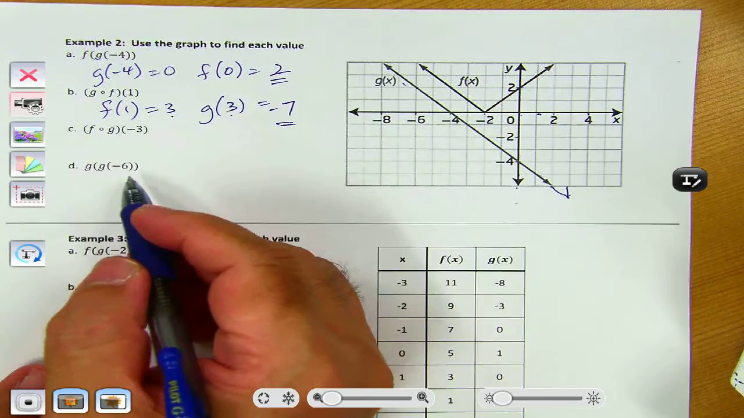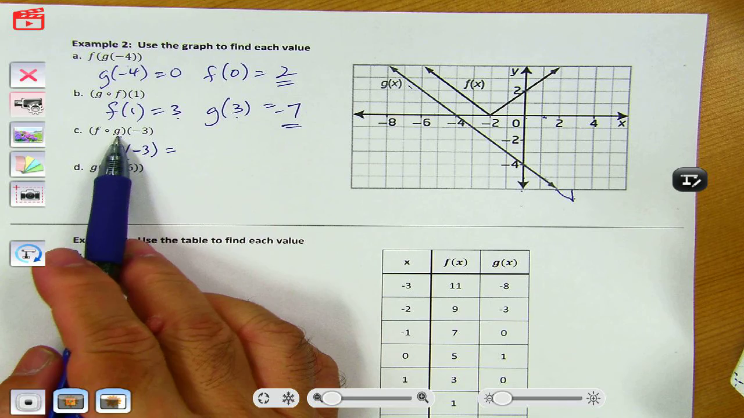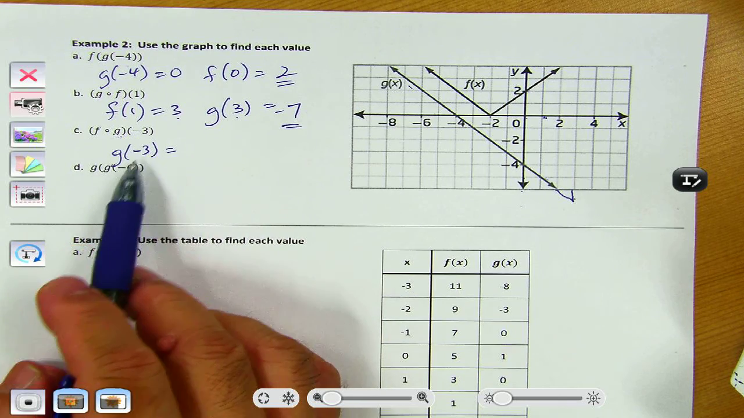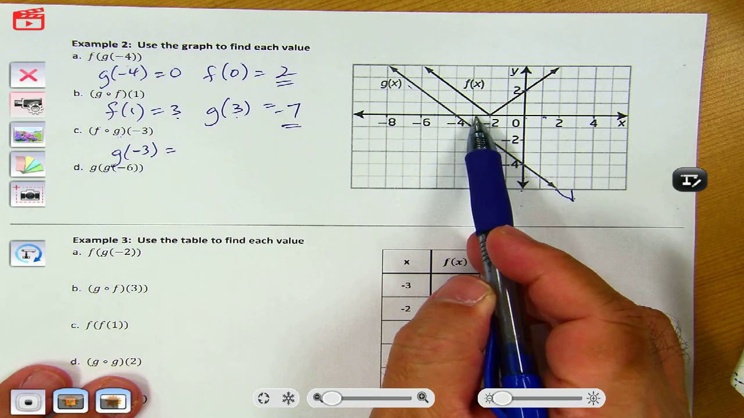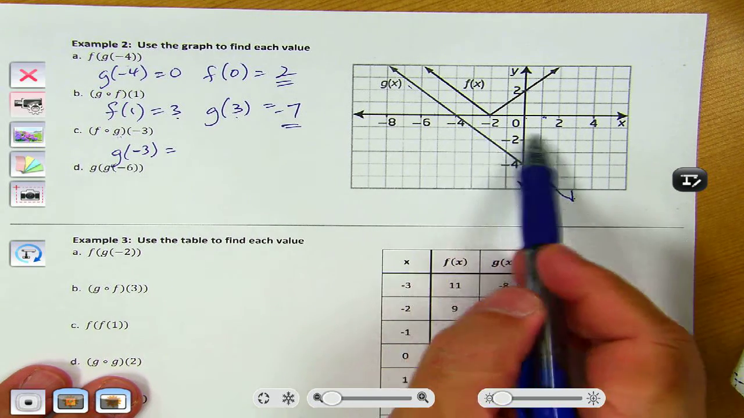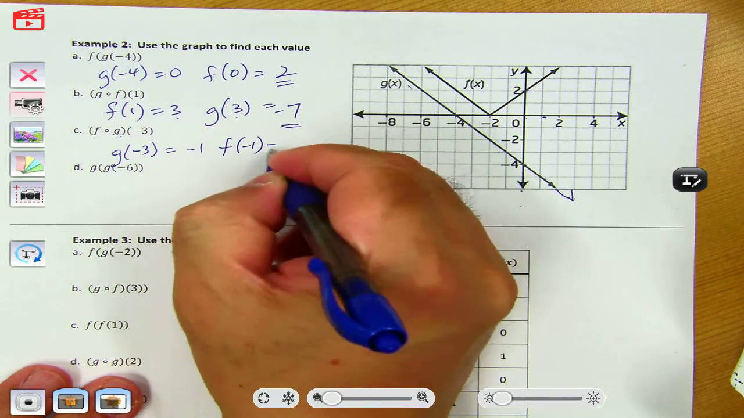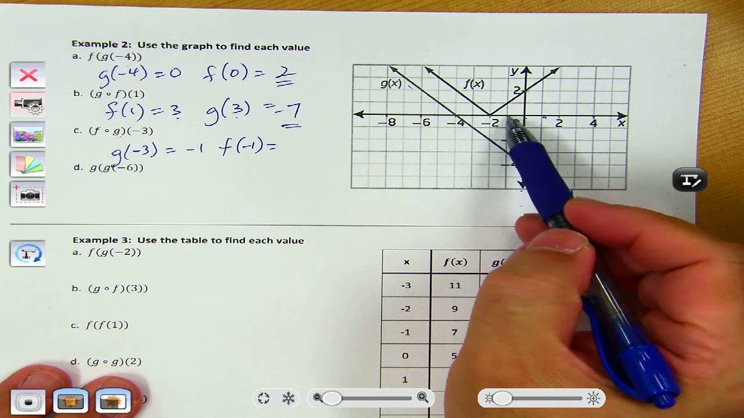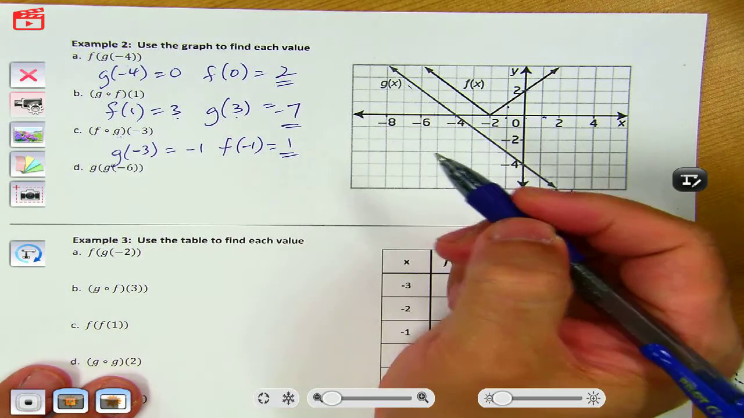All right, so this one is g of -3. You always start with the function that's right next to the number, so g of -3. So here's g, -3 is here. Remember, that's the x value. And at x equals -3, g of x is -1. So that's -1. So now I'm doing f of -1. F of -1, here's x equals -1, f is 1. So there's the answer there.